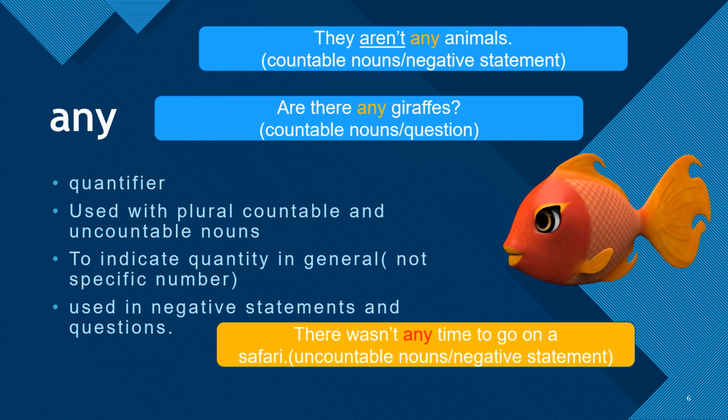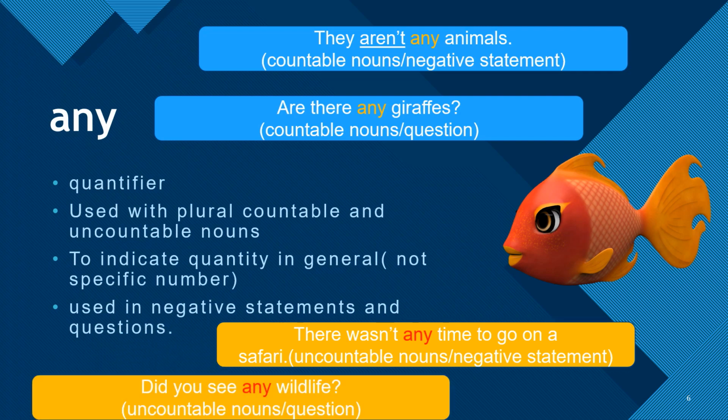Are there any giraffes? So here we use any in a question with countable nouns. And also, did you see any wildlife? So we use any in a question for uncountable nouns.